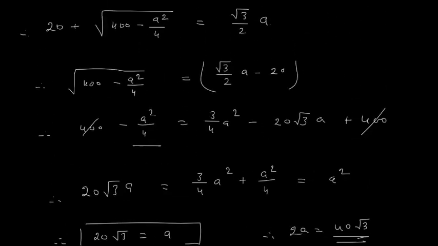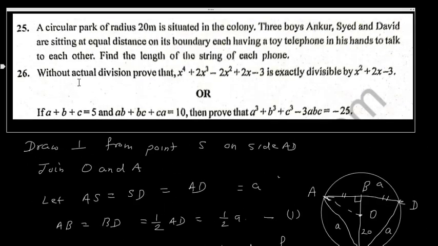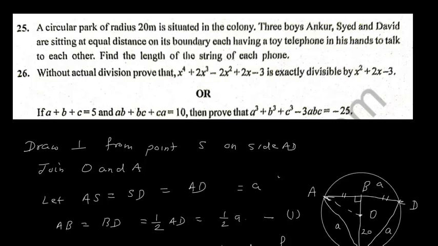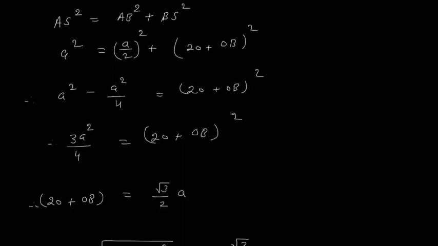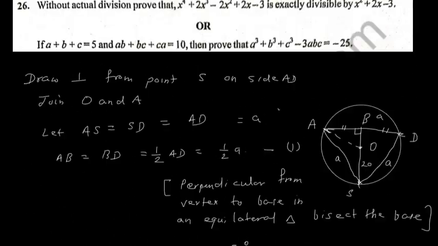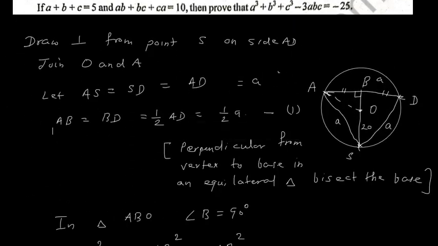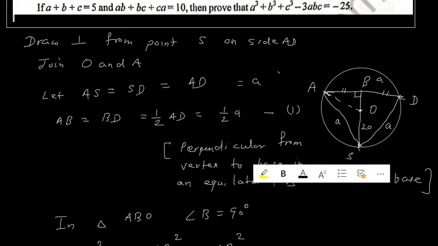Okay, now, without actual division prove that this is divisible by x square plus 2x minus 3. So without actual division we have to prove that this is divisible by this. So what you will do, let us write p(x) and q(x). Now p(x), it is better I will rub this problem from here so that I have enough space to solve here only.